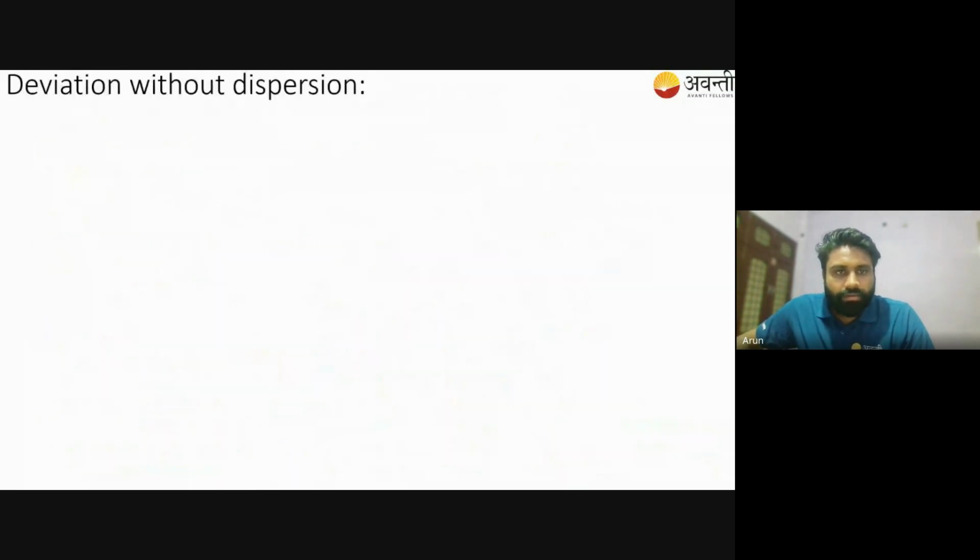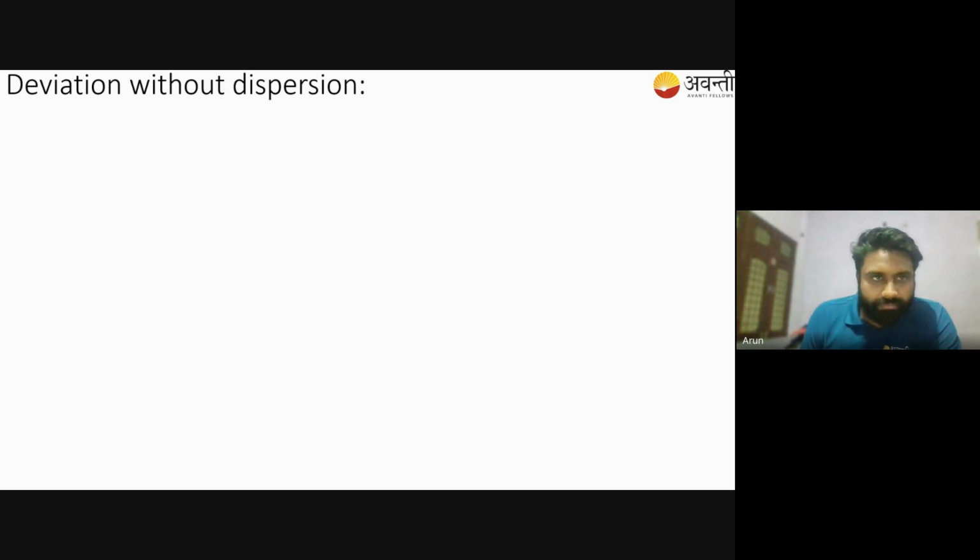The next topic is deviation without dispersion. This is also a topic for thin prism combination, but here we are interested in deviation, not in dispersion. So for that, we would know what the deviation is. It is del 1 plus del 2. And what is dispersion? Theta is equal to theta 1 plus theta 2. But here we are not considering dispersion, so this theta will result in 0.